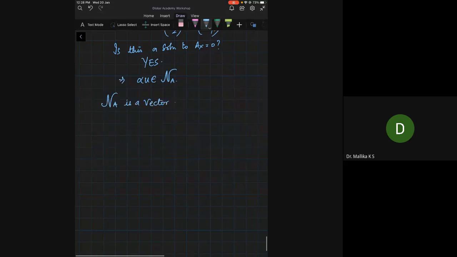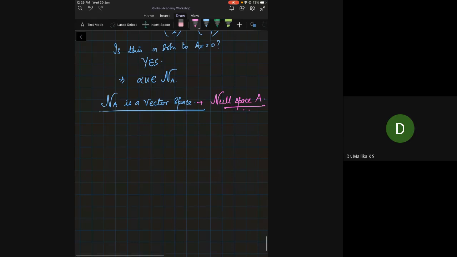Now, there is a name for this. This Na is called the null space of A. Na is the null space associated with the matrix A. Is this clear? Therefore, now I have a question to ask. What is the question that I want to ask? Let's look at it. We have just looked at the set of solutions to the homogeneous system of equations. That is all we have done.